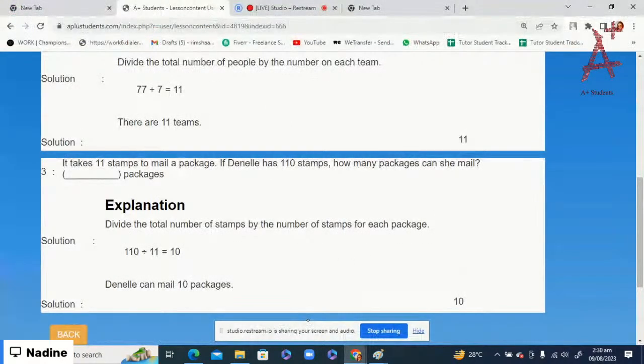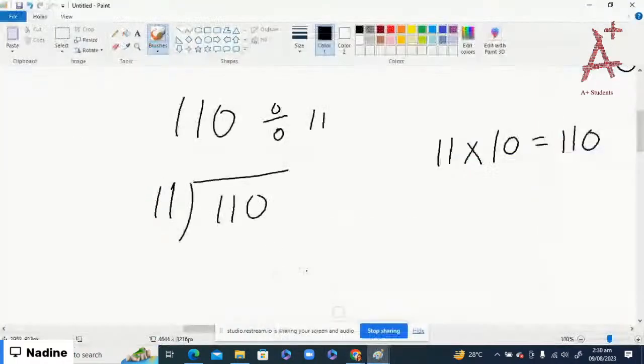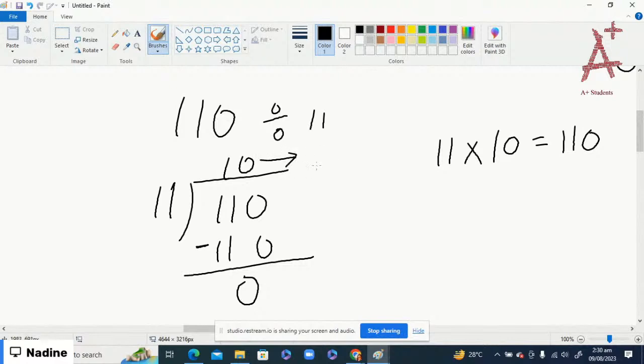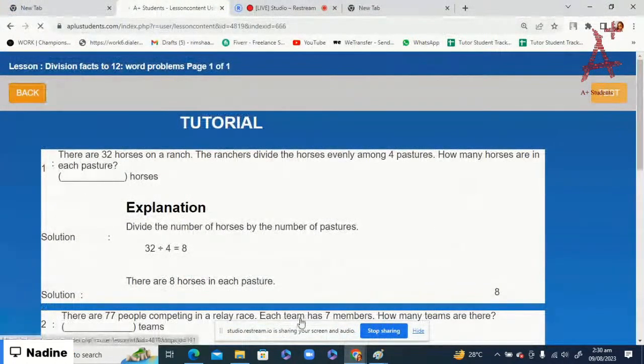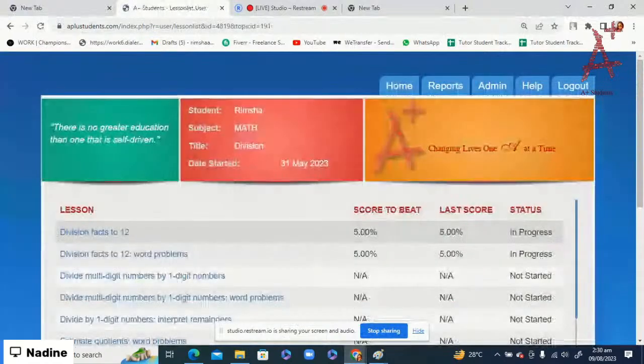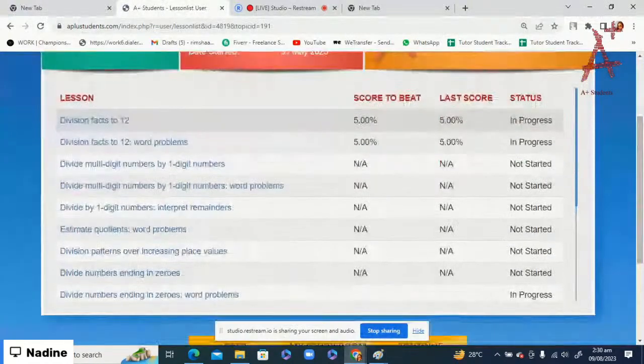So here we got the answer, that is 10. So Danielle can mail 10 packages, and this is the method. 11 times 10 is 110. When you subtract it, you get 0, and this 10 is your answer. Okay, let's do the next lesson. Hope this lesson is clear. If you still have any problem, then let me know.